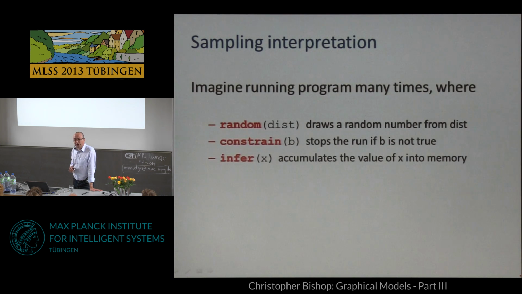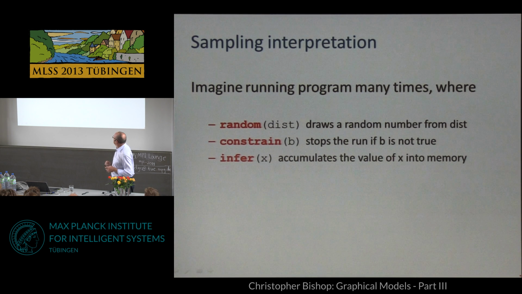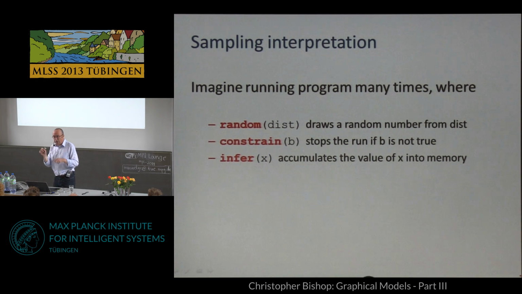How can we interpret a probabilistic program? This is not how you would build one, because this would be wildly inefficient, but we can use our generative view, our sampling interpretation, to understand what a program means. So imagine stepping through the program. Every time you see the word random, you draw a sample from the corresponding distribution. Every time you see the word constrain, you test to see if the constraint is true, and if it isn't true, you stop and discard that sample. And if it's true, you carry on, keep the sample.